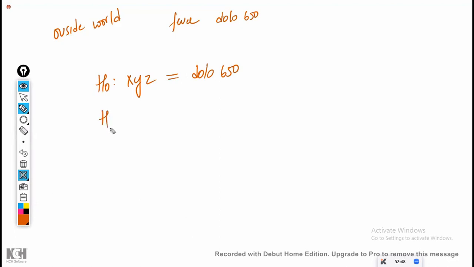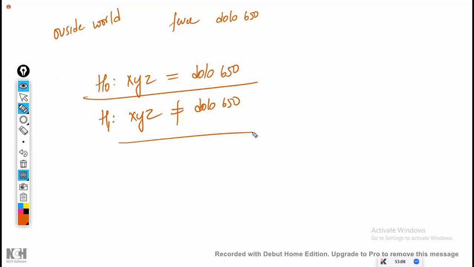Research. They are doing the research that this XYZ medicine is not equal to Dolo 650. It is better than the 650. Then they are doing the research and they are coming with this into the market. By default, the null hypothesis says that there is no difference. You have to prove that there is a difference. If you prove it only, you can have that one.